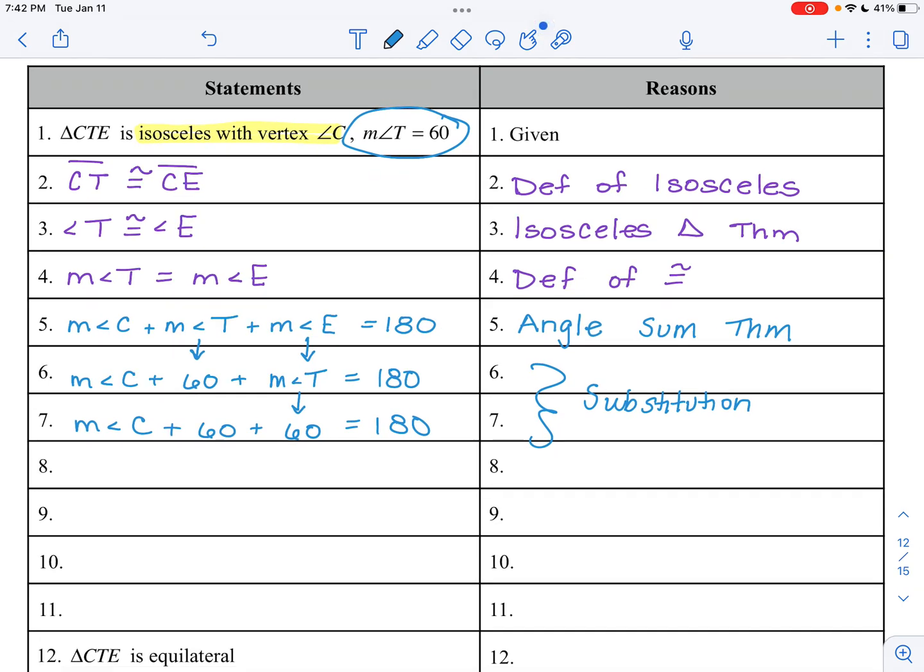If I take the equation from step number 7 and I subtract off the 60 degrees and the other 60 degrees from both sides of the equation, I can find that angle C also measures 60 degrees. Now that I have angle T, angle E, and angle C all equal 60 degrees, they must all equal each other. So then I'm going to make a statement that says the measure of angle C is equal to the measure of angle T, which is equal to the measure of angle E. That's substitution.